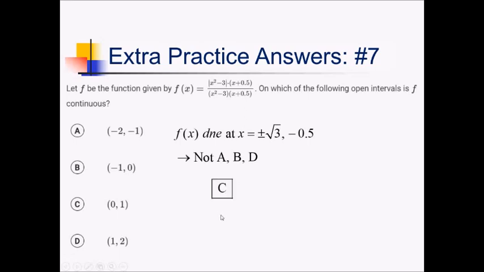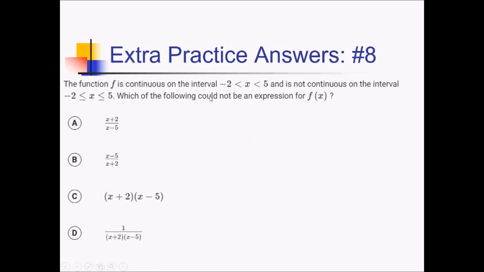Choice C. On this problem, we're told that the function f is continuous on the interval negative 2 to 5, not including negative 2 and 5, and is not continuous on the interval from negative 2 to 5, including those two values. Which of the following could not be an expression for f of x? The key here is that if we're guaranteed to not be continuous on this closed interval, that means there's at least one x value on this interval that has a discontinuity.